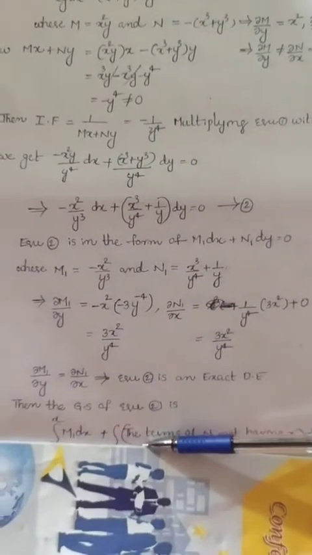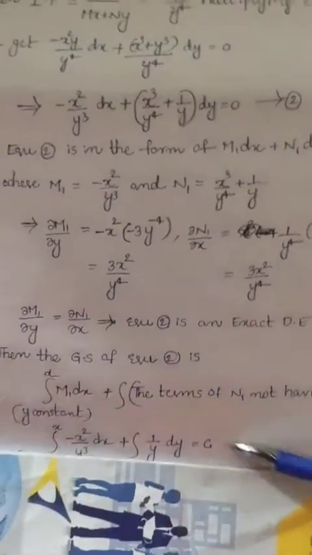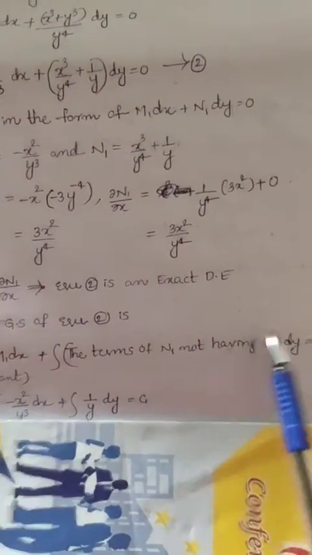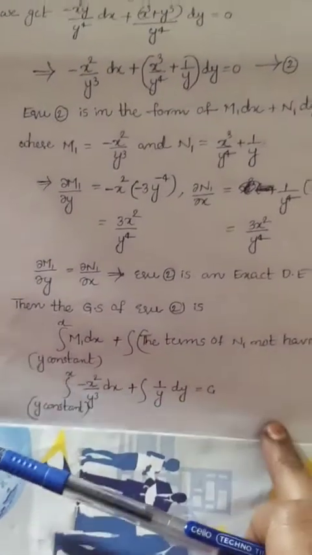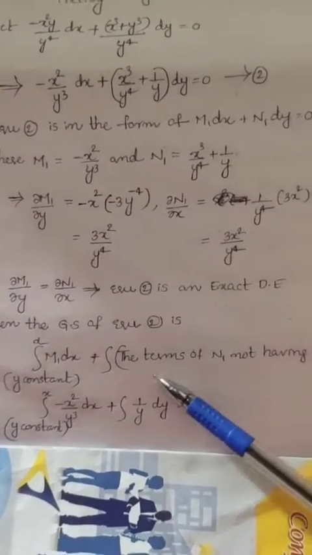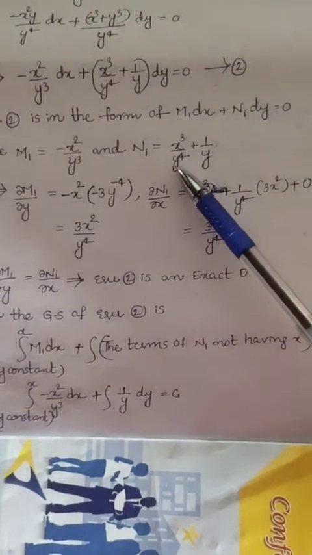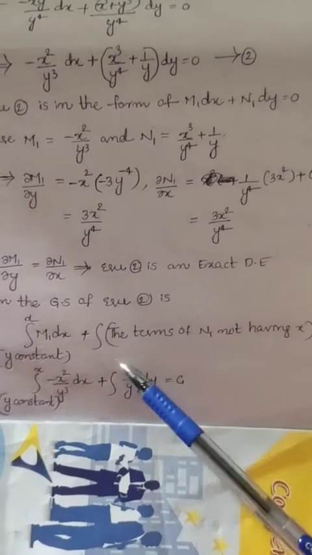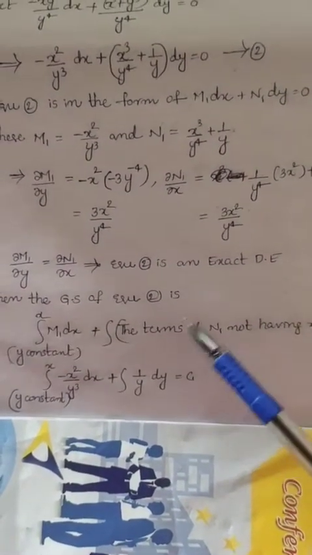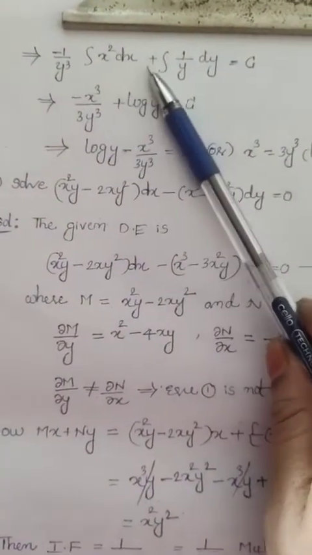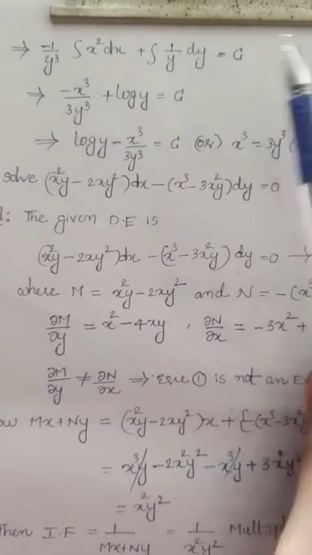Now we have to find the general solution of equation 2. The general solution is integral of M1 dx, with y constant, integrating with respect to x, plus the integral of the terms of N1 not having x into dy, equal to c. Integrating with y constant, M1 is minus x square by y cube into dx, plus the terms of N1 not having x. In N1 the first term has x, but the term 1 by y has no x. Therefore we take this term 1 by y into dy equal to c. Now minus 1 by y cube taken as common: integral of x square dx plus integral of 1 by y into dy equal to c.